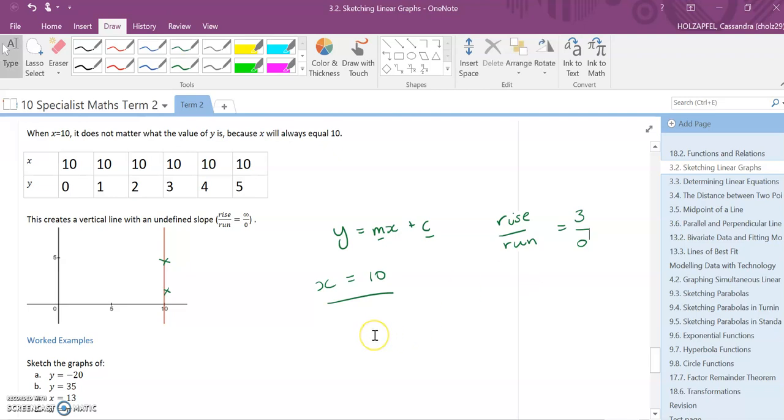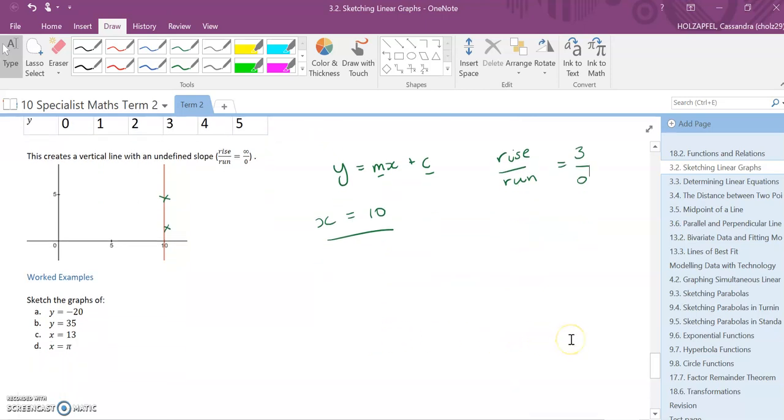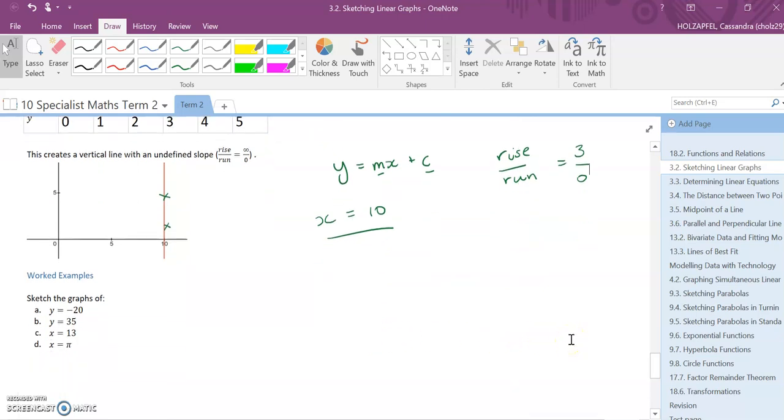All right, so what I want you to do is I want you to sketch those last couple of graphs now for me. So y is equal to negative 20, y is equal to 35. So those are going to be what kind of line? Horizontal, good. And then we're going to draw those last 2 x graphs as well, which are going to have vertical lines.